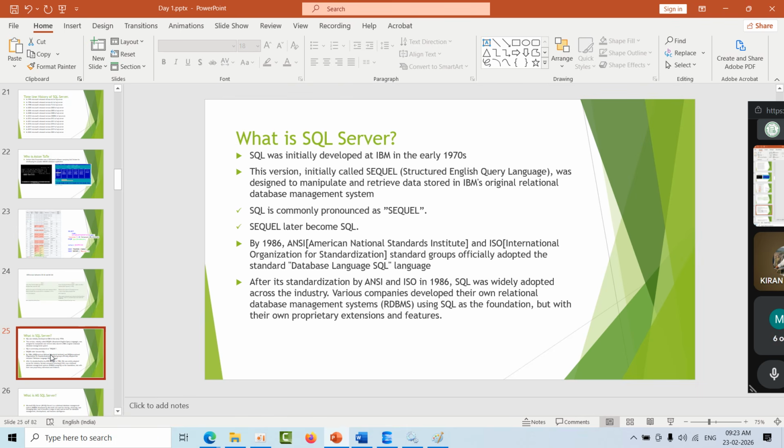Now what is SQL Server? Generally I'm pronouncing it now and calling it SQL Server, but SQL actually stands for something. It was developed by IBM only. At that time it was called SEQUEL, Structured English Query Language. Mainly we type English only. Later they removed English, and it became SQL, Structured Query Language.